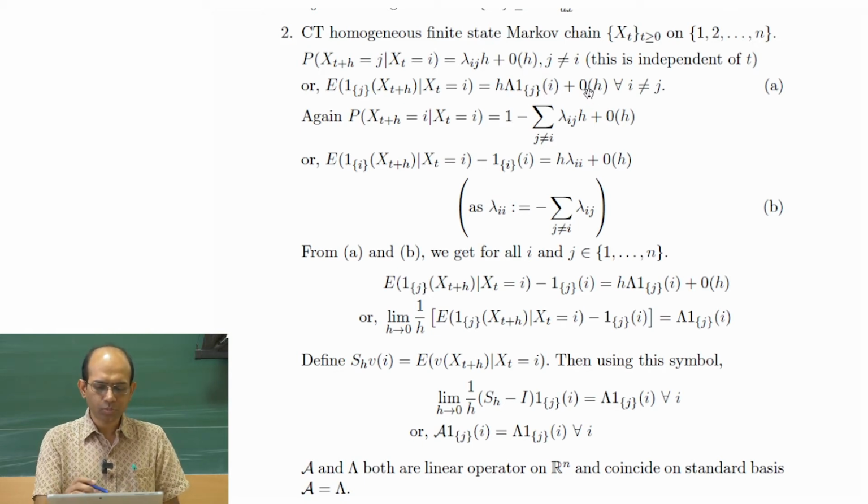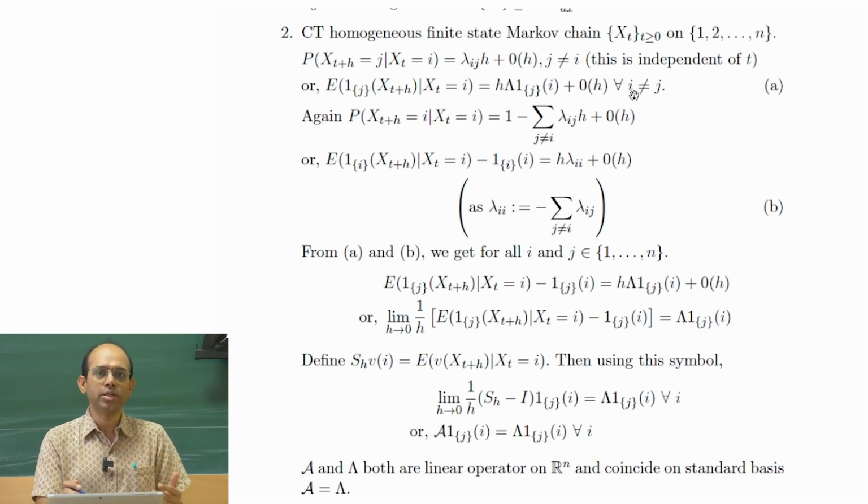What does it mean? If I divide both sides by h and take the limit h tends to 0, then this divided by h would go to lambda_ij. So that is only rewritten in this fashion using the small o notation. Now, for both these lines I have taken j not equal to i.